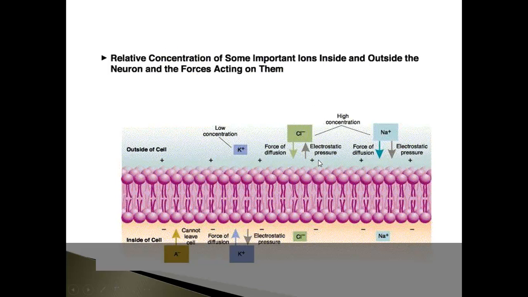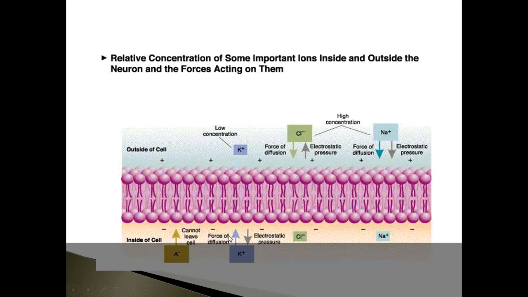And you can see these three forces act on each of the ions differently. So sodium, because sodium is positive and because the outside is positive, and there's not a lot of it inside, by electrostatic pressure, sodium wants to go inside. It's positive. It wants to go to an area of negative charge. There's not a lot of it on the inside, so it also wants to go to an area of lower concentration. Chloride, on the other hand, because of electrostatic pressure, it actually wants to stay outside, but it wants to go in by the force of diffusion.